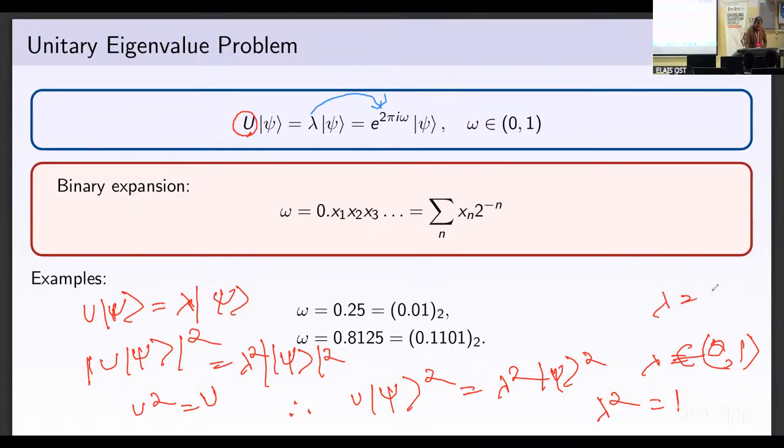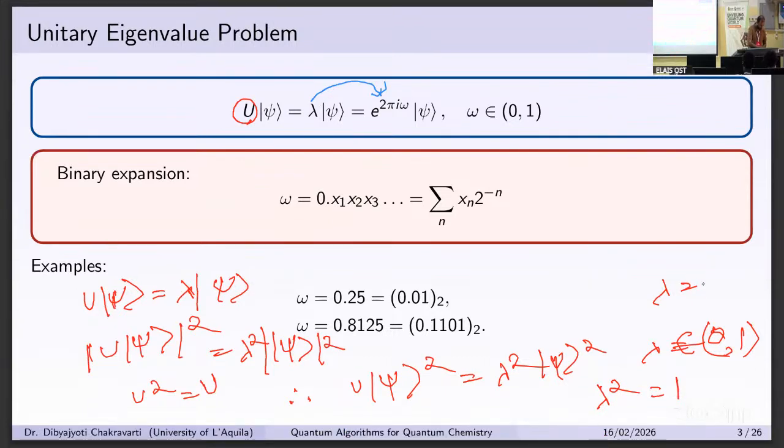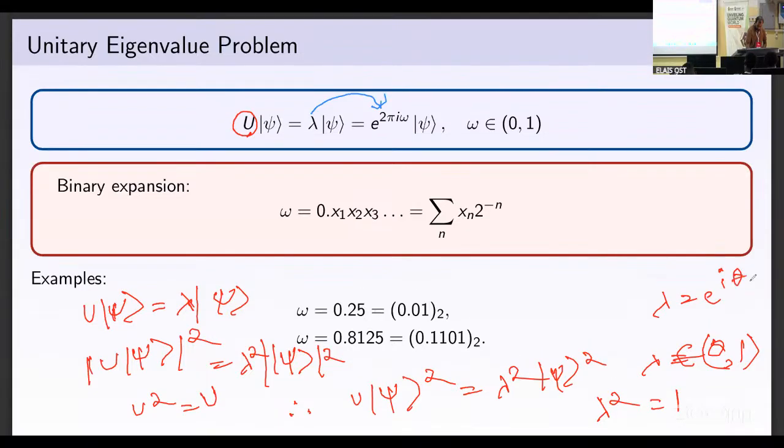So lambda can always be expressed by the exponential of i theta. And the choice of theta to be 2 pi omega is just for algorithmic simplicity, so that theta can be expressed as a fraction of a complete rotation, because 2 pi means 360 degrees, and so that omega can be written as a fractional value and remains within 0 to 1.